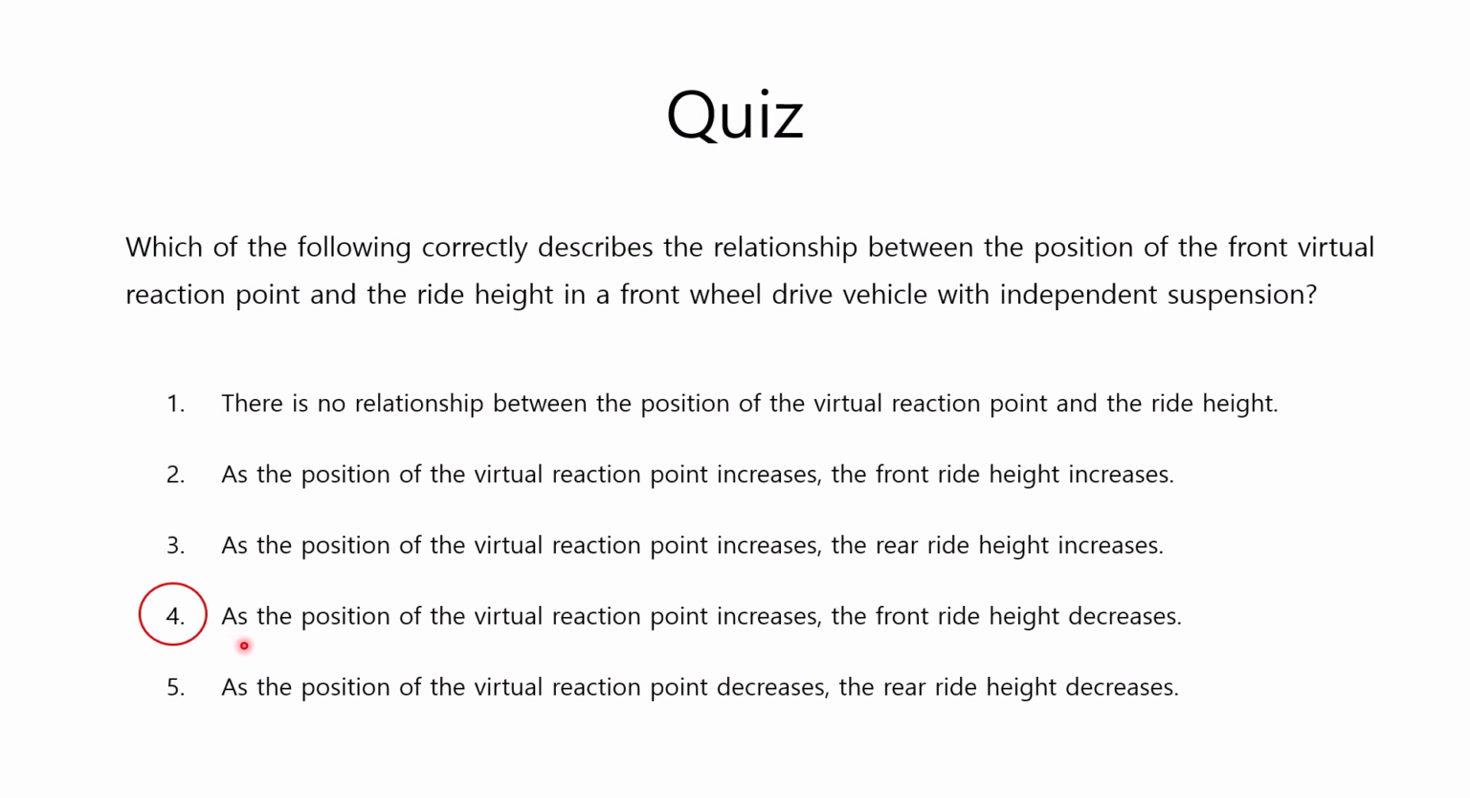4. As the position of the virtual reaction point increases, the front ride height decreases. 5. The position of the virtual reaction point and the rear ride height are unrelated. Number 4 is the correct answer.